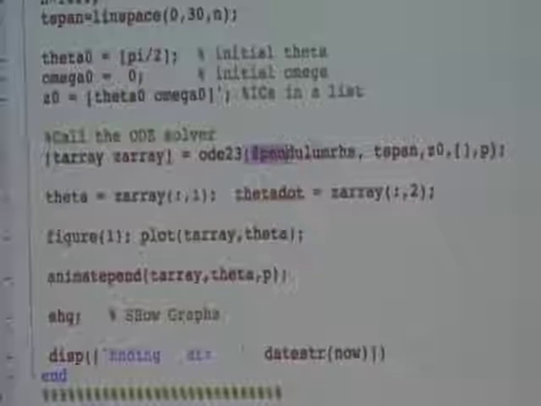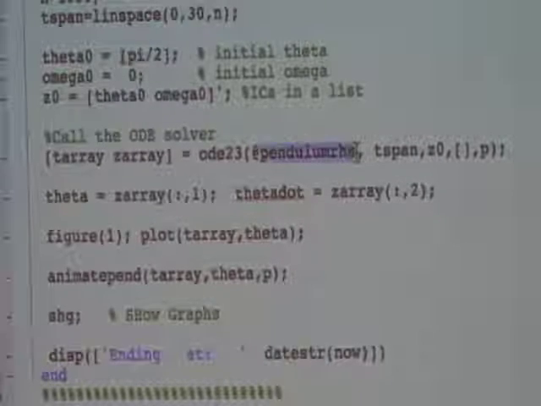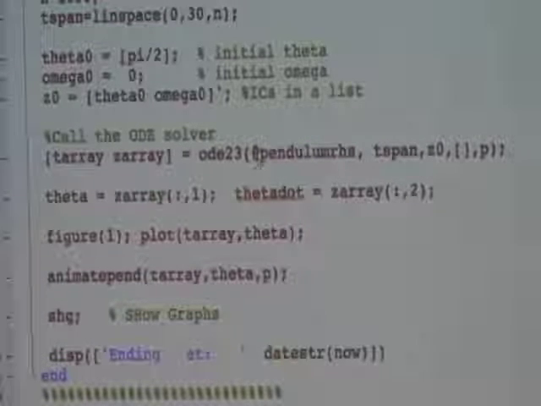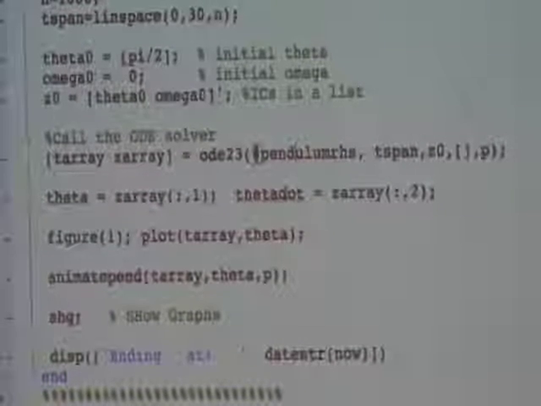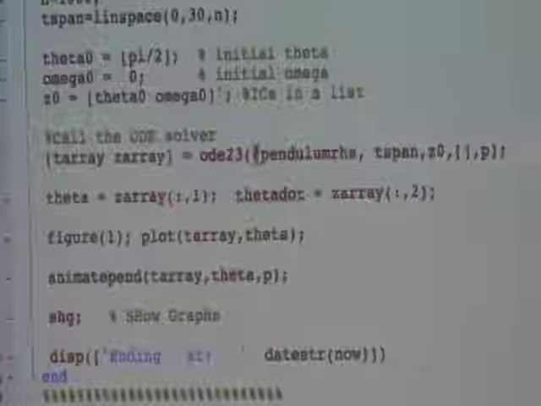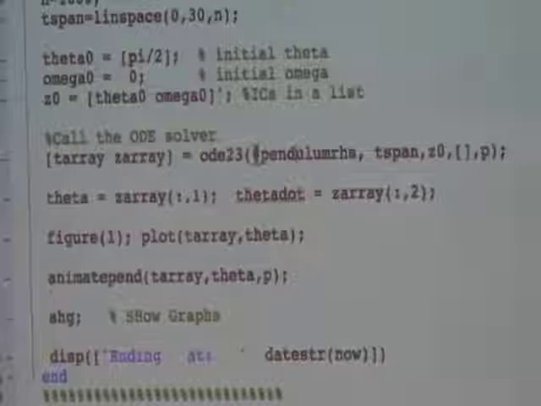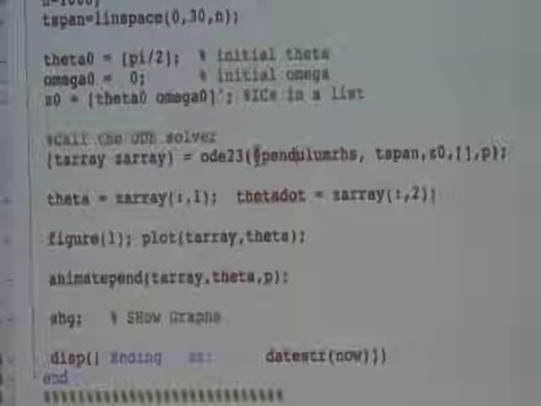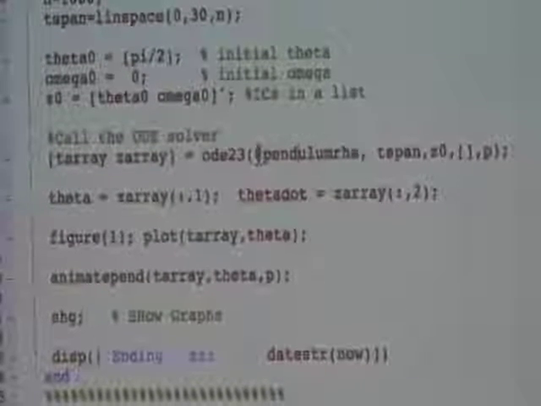Before, we put the name of our right-hand side in quotes. Now we put the name of our right-hand side without quotes after this at symbol. Why do we do that? I do not know. That's just some MATLAB syntax thing. It's called anonymous functions. That at sign has to do with anonymous.